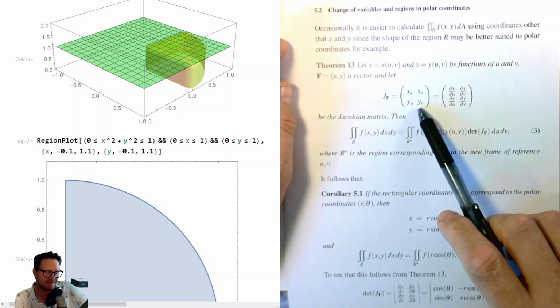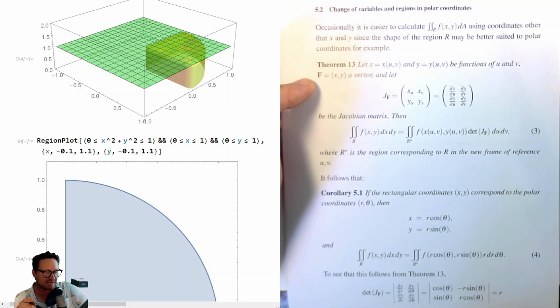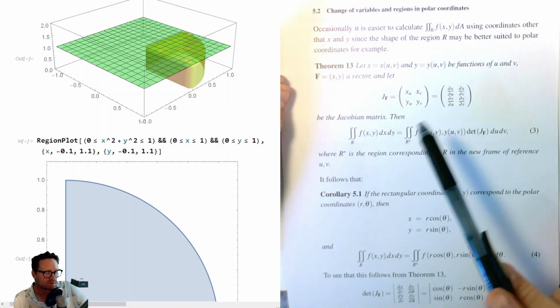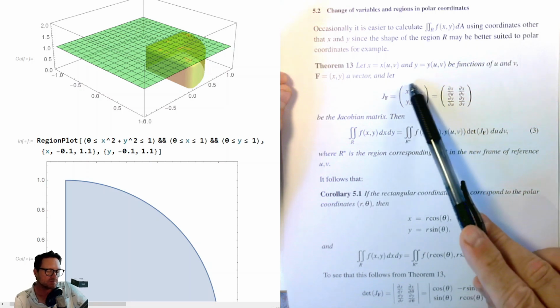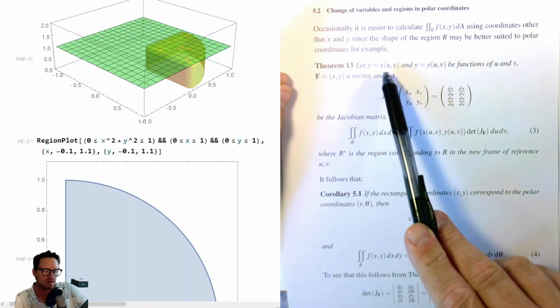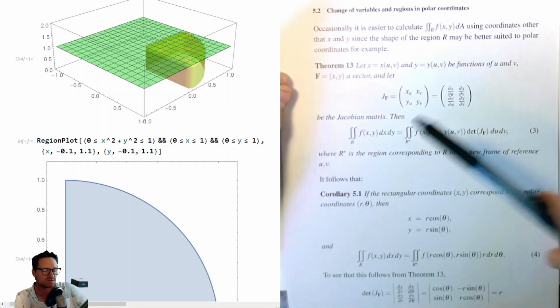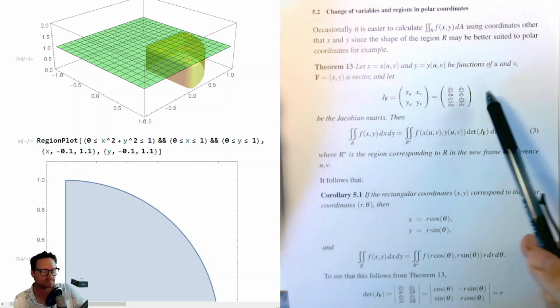Okay, so to do that we need to introduce the Jacobian matrix. So that's this matrix right here. So suppose x and y are functions of some other letters, u and v. Uppercase F is a vector containing x and y. Okay, and so we let the Jacobian matrix be the 2 by 2 matrix because there are only two variables in x and y, so it's 2 by 2. But of course it could be bigger if we had more letters.